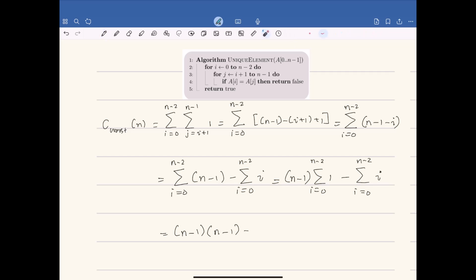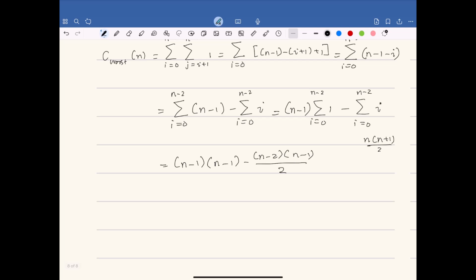closed form formula for the general summation for the arithmetic sequence, which is n times n plus 1 over 2. Now for this summation, all we do is replace n by n minus 2. And the result is n minus 2, add 1, it will be n minus 1, divided by 2. To simplify this expression, we will take n minus 1 over 2 as a common factor. And in the first term, what remains is 2 times n minus 1 minus n minus 2.